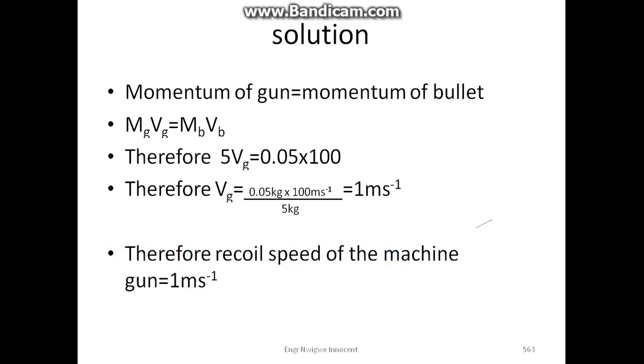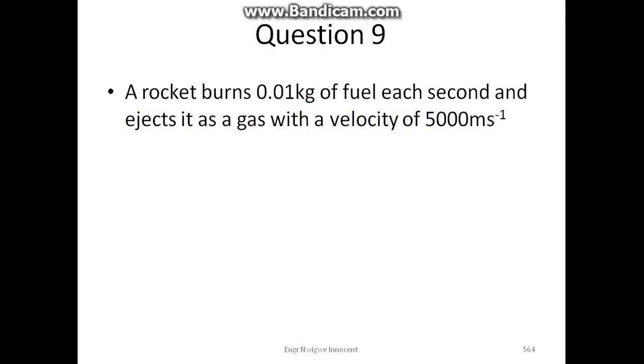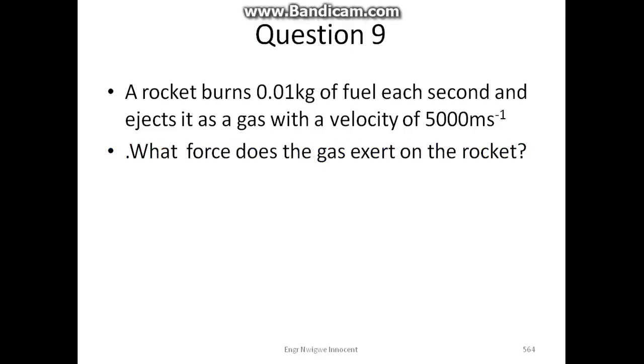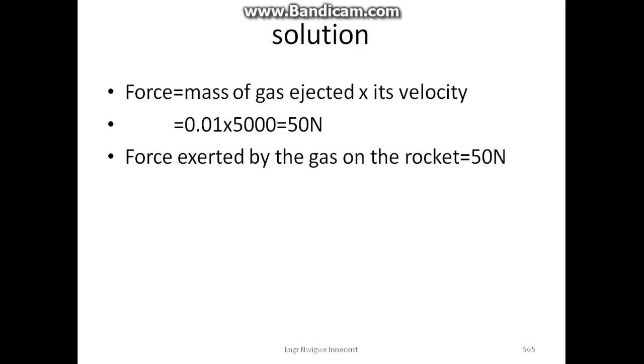Question 9. A rocket burns 0.01 kilogram of fuel each second and ejects it as a gas with a velocity of 5,000 meters per second. What force does the gas exert on the rocket? Solution. Force is equal to mass of gas ejected times its velocity, which is equal to 0.01 times 5,000, which will give us 50 Newton. Force exerted by the gas on the rocket is equal to 50 Newton.